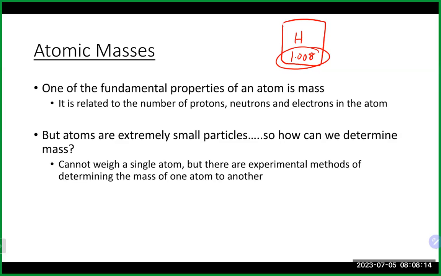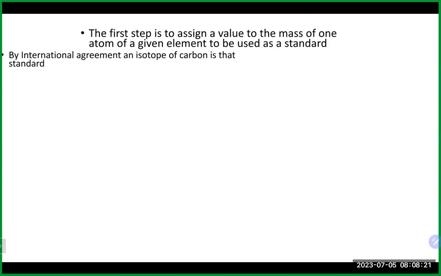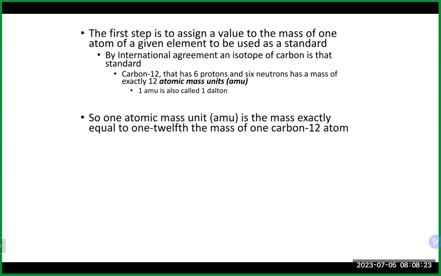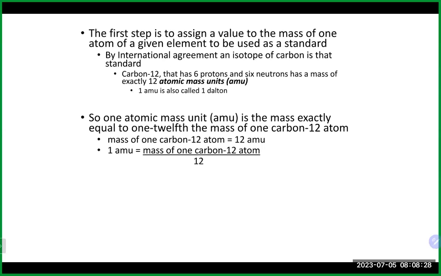Sometimes they'll assign the standard a certain value. In the case here for atomic masses, which is related to the number of protons, electrons, and neutrons there are, they did choose an isotope of carbon. Remember that isotopes are the same element, but they have different masses because they have different numbers of neutrons. They chose the carbon-12 isotope as the standard to calculate the atomic masses of every element that is present there.